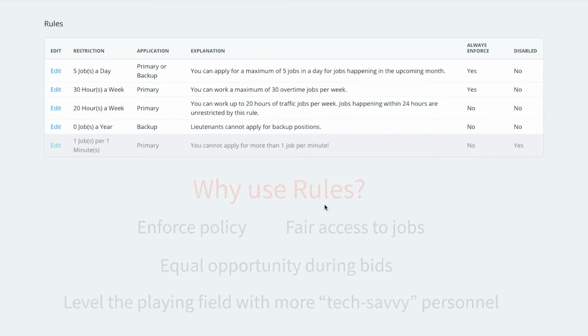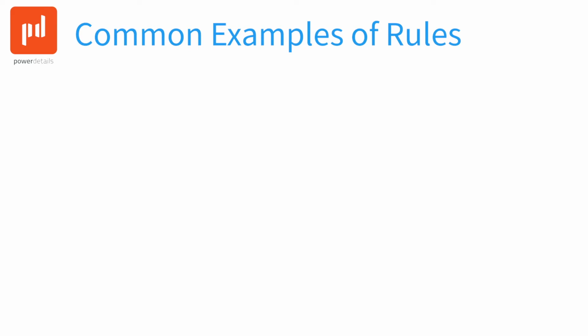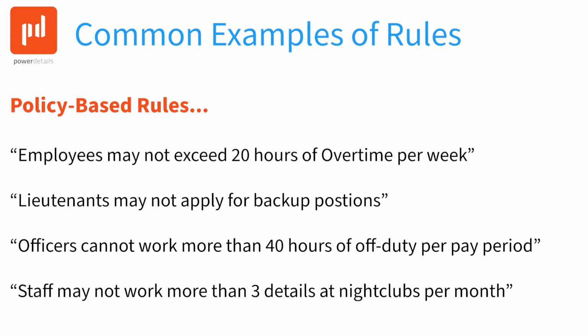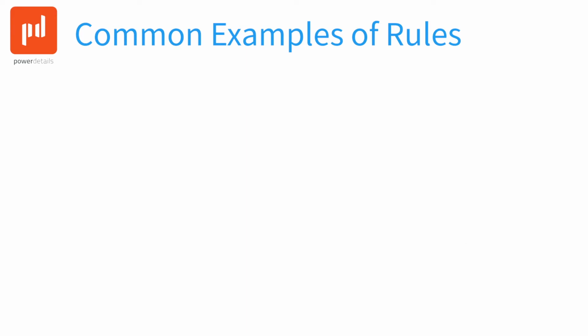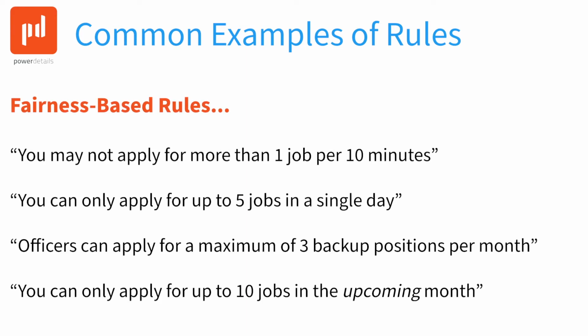A rule that enforces a policy might be something like employees may not exceed more than 20 hours of overtime per week, or lieutenants may not apply for backup positions. An example of a fairness based rule could be you may not apply for more than one job per 10 minutes, or you may only apply for up to 5 jobs in a single day.